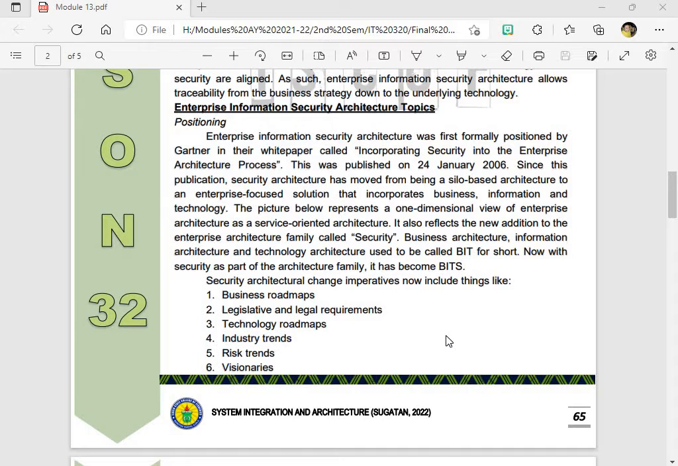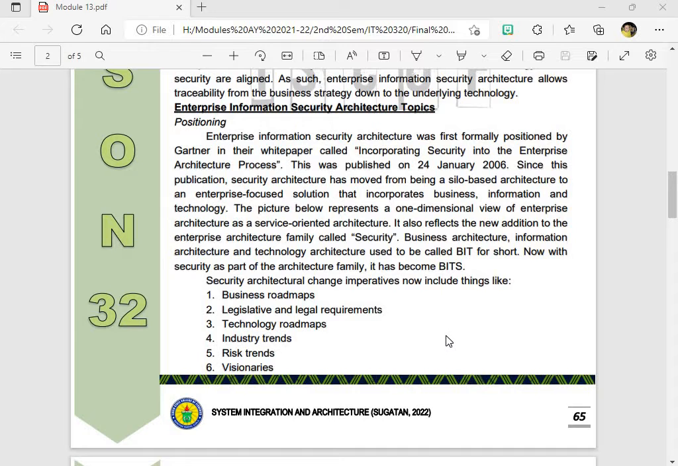But since then, it moved into enterprise, meaning to say it involves networking already, and the networking enhances the strategizing of the components for security as well as data keeping for most of the companies. So in business architecture, we have the information architecture and technology architecture, to be called BIT for short. Now with the security architecture family, it becomes BITs. So this BIT or BITs are the view of enterprise architecture, service-oriented architecture. It reflects the new addition to the enterprise family.